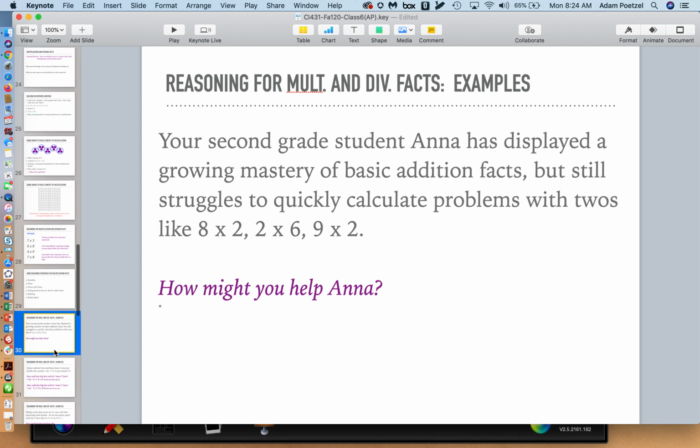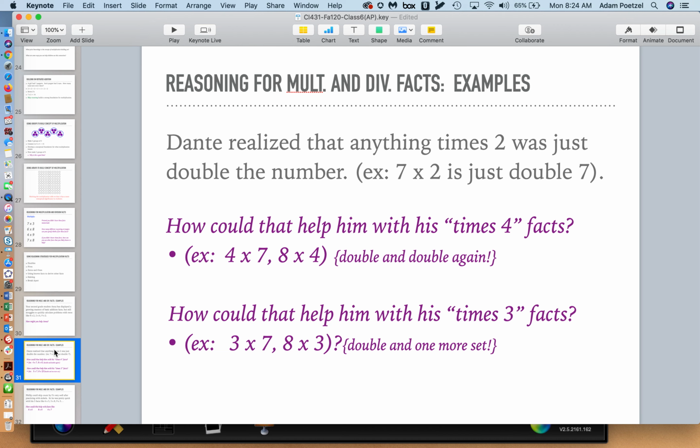And so Van der Waals talks about connecting to our doubles facts. Well, let's say that someone realized that anything times 2 was just double the number, like Dante does here. How could that help him with his times 4 facts, or his 3 facts, right? Pause the video and think about it, and then unpause.